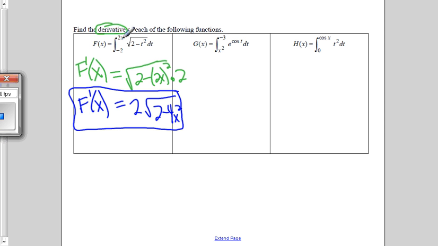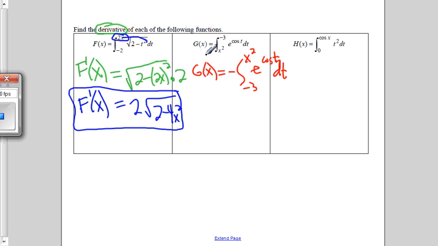So we take the 2x, we put it in every place you see a t, so we get the square root of 2 minus 2x all squared, and then times 2 at the end, because that's the derivative of the upper interval. Then we can just rewrite it as 2 times the square root of 2 minus 4x squared. We can't simplify that. All right, let's do the next one.